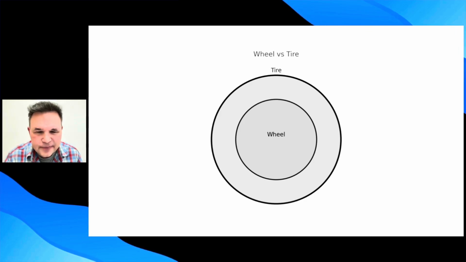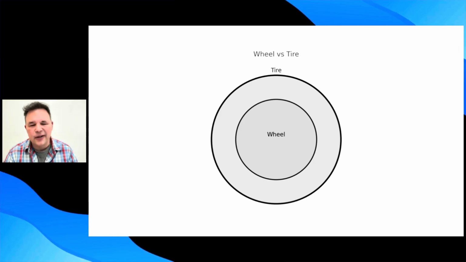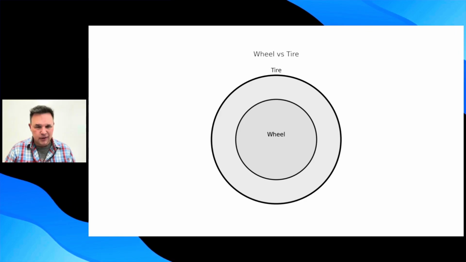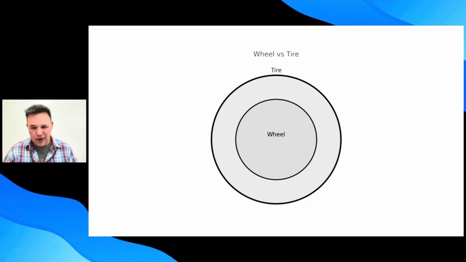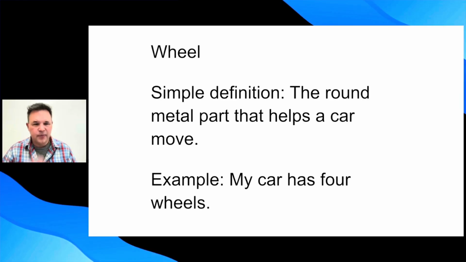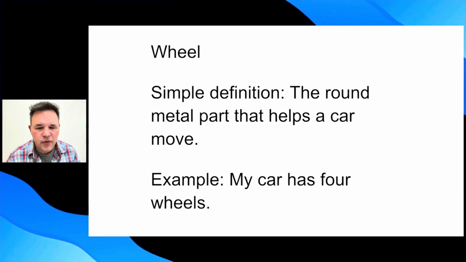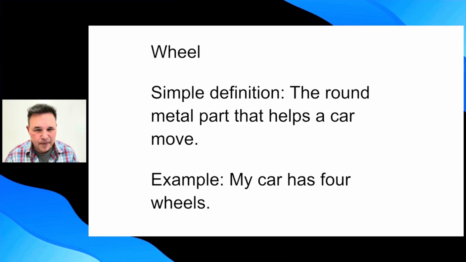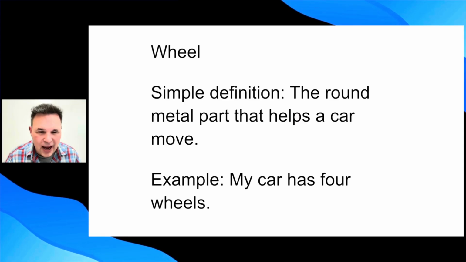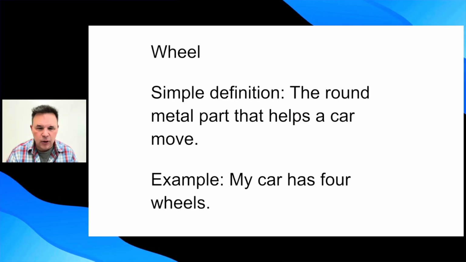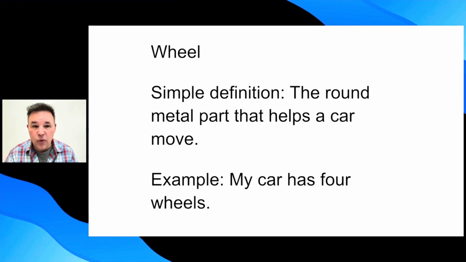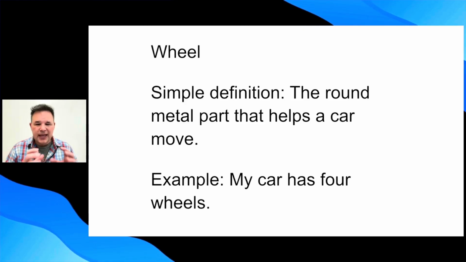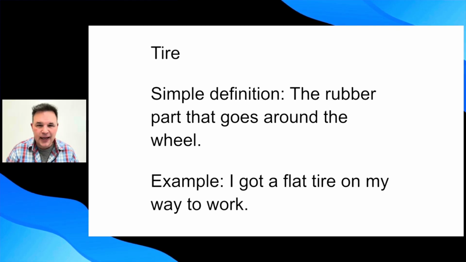Had no idea, but tire is the outer part of a wheel, and wheel is the center part of a wheel. I think I have, okay, a couple official definitions for you. Wheel and tire. What's the difference? A wheel is the round metal part that helps a car move. My car has four wheels. So it's like the middle part of the tire, I guess.